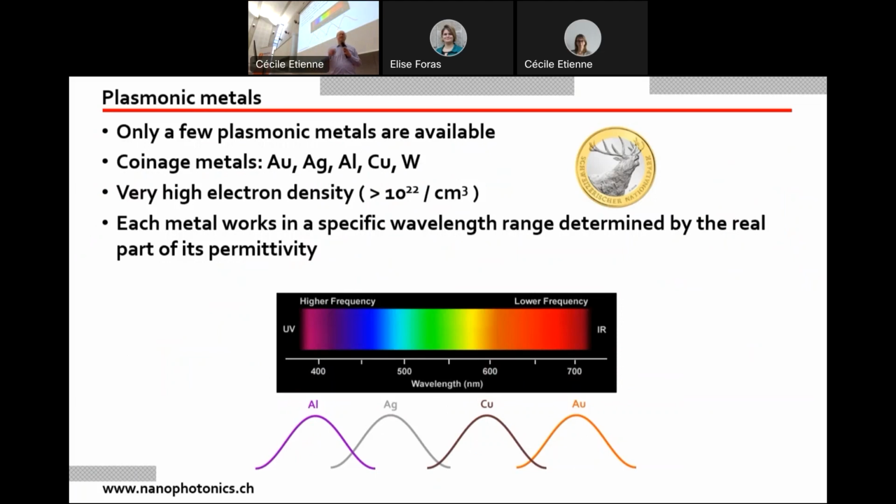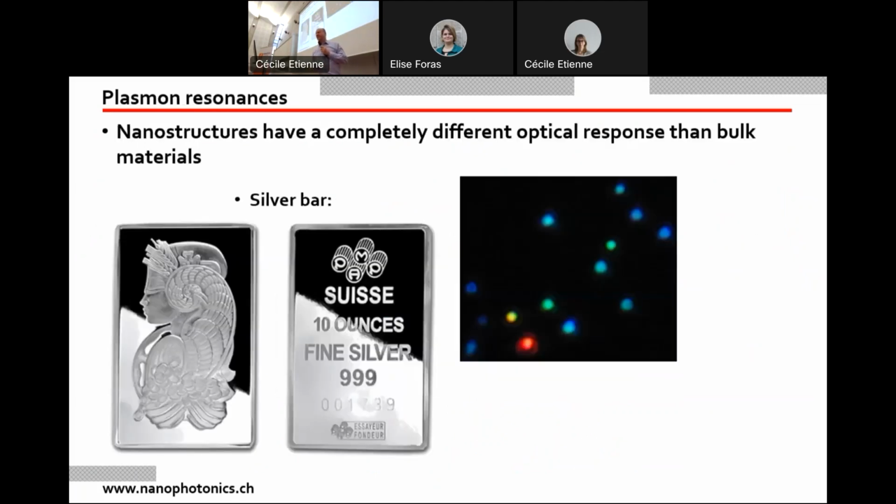So that's this very brief introduction to plasmonics. I think the key thing to remember is that if you look at these plasmonic metals, if you take bulk, if you take a very large bar, like a silver bar like this one, it will have a given appearance. It will be grayish if it's silver, it will be yellow if it's gold. But if you make nanostructures out of this material, then you have a huge diversity of effects that you can observe, and these effects are going to depend on the geometry of the structures.